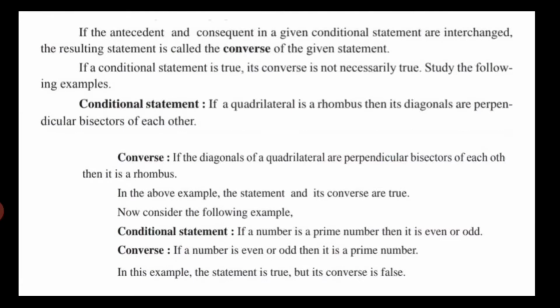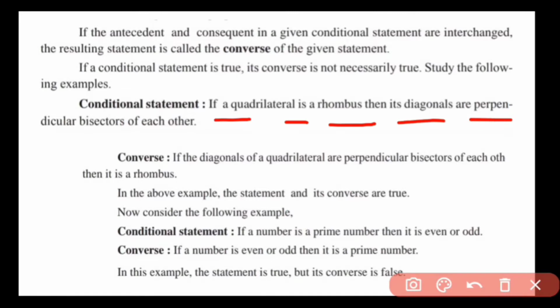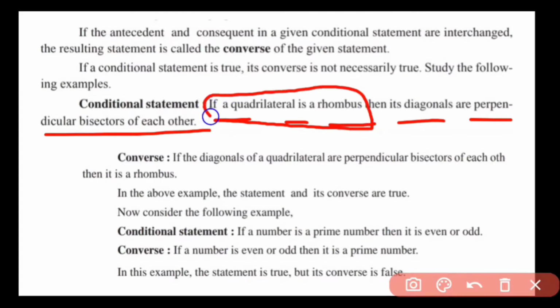The conditional statement given to us is: if a quadrilateral is a rhombus, then the diagonals are perpendicular bisectors of each other. Till the word then, it is the antecedent, and the statement written after then is known as the consequent. I will write them as A and C. Now, how to write its converse? In the converse, we have to write the consequent as antecedent and the antecedent as consequent. That means answer as question and question as answer.